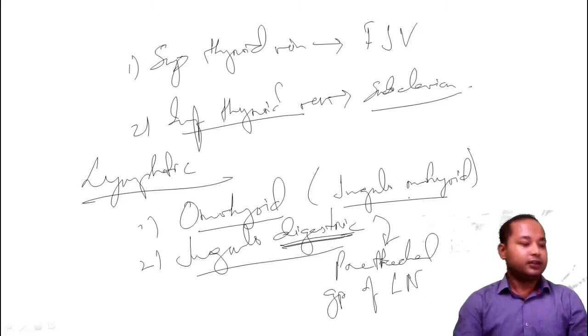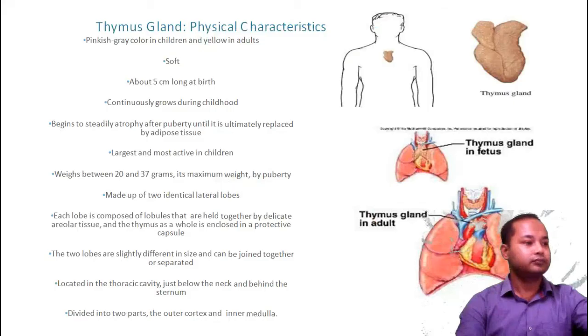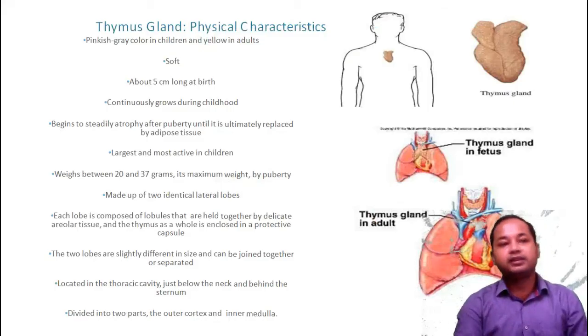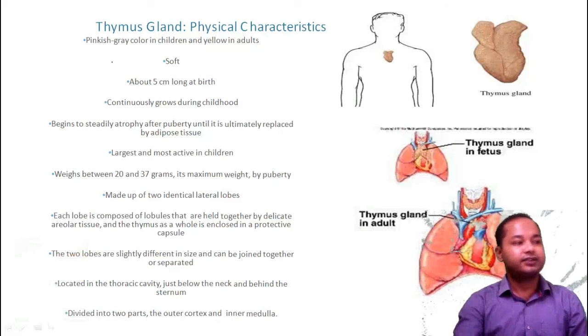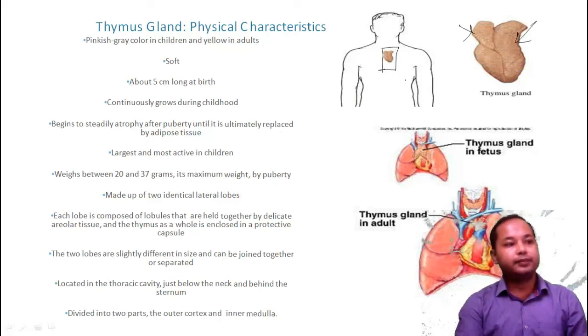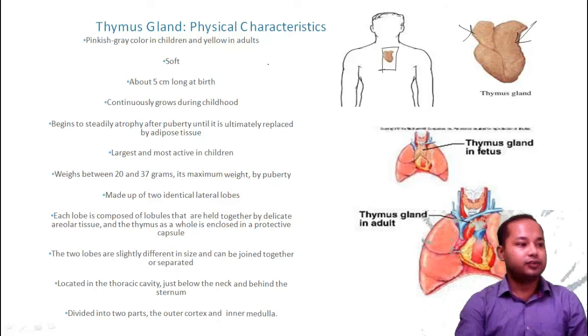So moving on to the next part, that is the thymus. The thymus gland is basically a gland which is located in the chest, as I have already told you. The thymus gland is bilobed. This is one lobe and this is one lobe, and the bilobed structure is present just behind the sternum. So the location is behind the sternum.